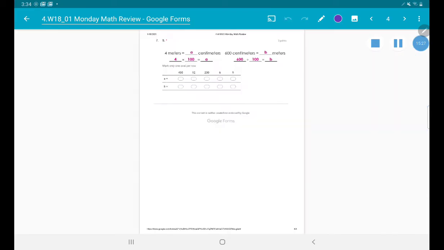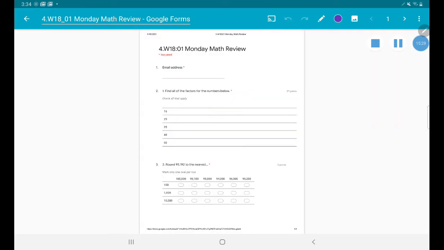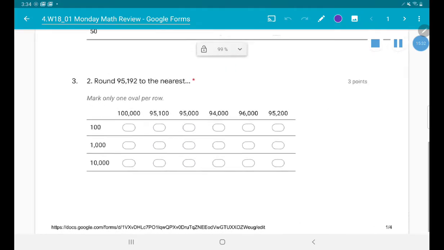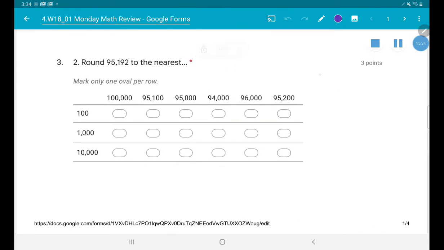All right, so let's check number 2. Number 2, you have the number 95,192. You need to round that first to the nearest hundred. So if I'm rounding to the nearest hundred, I have a 1 in my hundreds place value. I'm going to look to the tens. That 9 is more than the midpoint, so 95,192 is closer to 95,200.